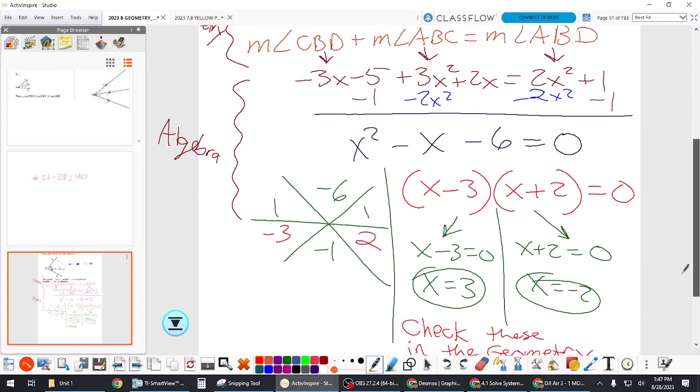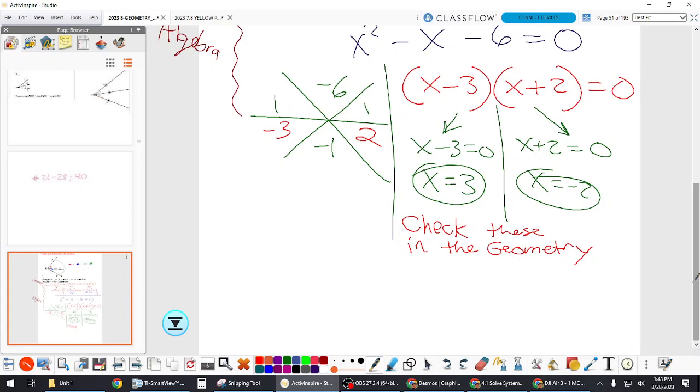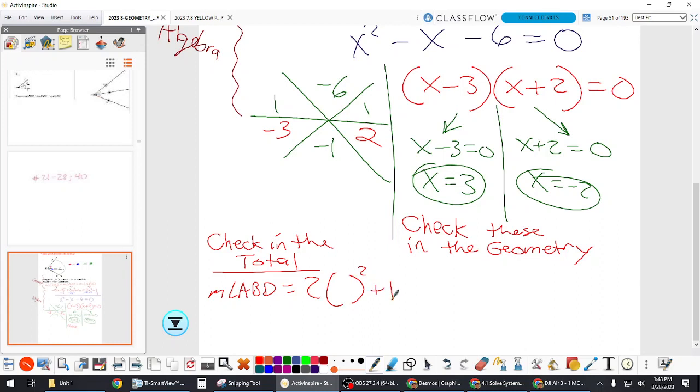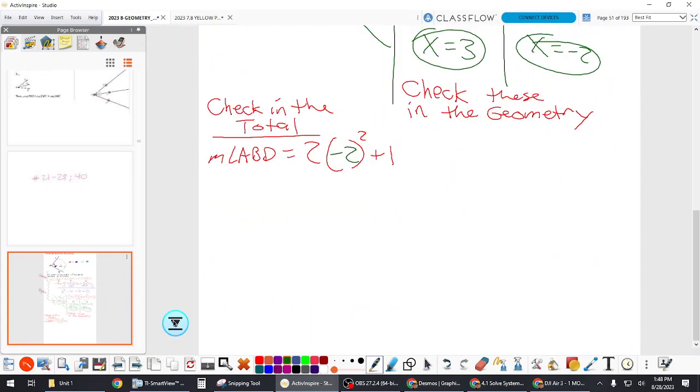So 2x squared plus 1. I'm going to write check in the total. So measure of angle ABD equals 2x squared. You guys said you figured negative 2 was the bad one. You don't know what bad means yet, but it's your gut telling you that. So let's go see. What is negative 2 squared?